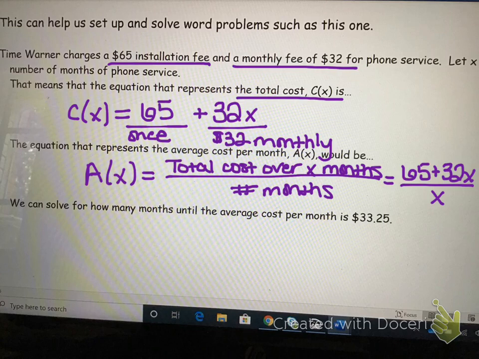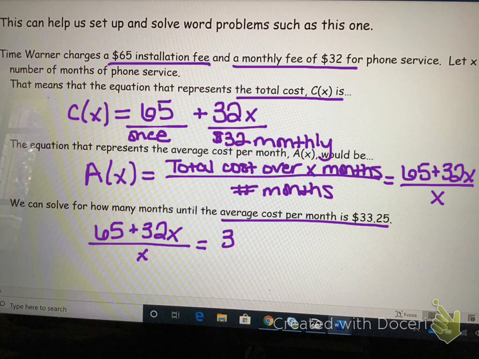And so now that we've got this rational expression set up, you can figure out how many months you would have to pay Time Warner until your average cost per month is $33.25. So what you are doing is, here's the equation for your average cost. And you want to know, when is it going to be equal to $33.25?